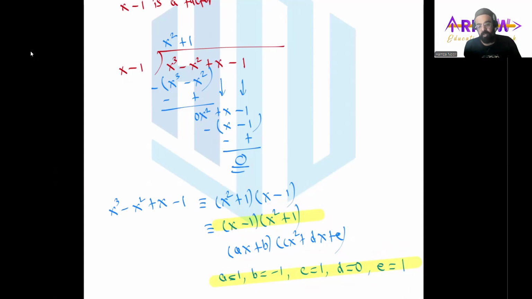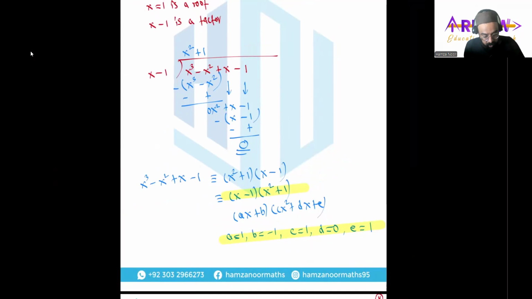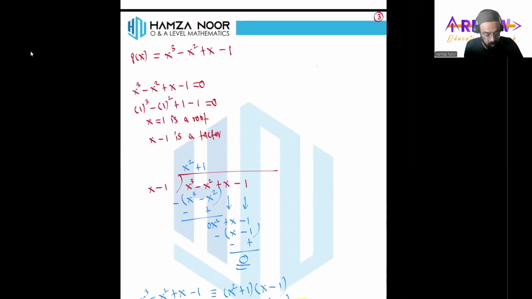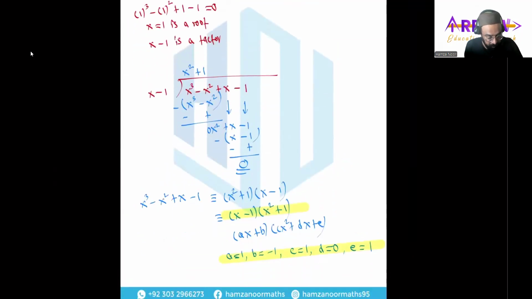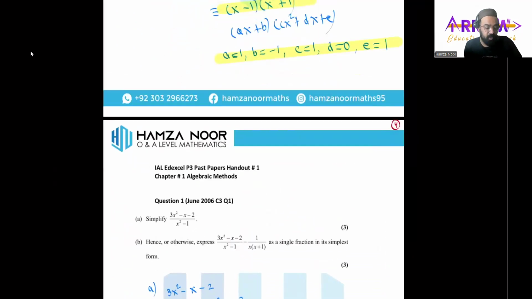Okay, so this was the alternative approach. All right. Both approaches will give you equal marks. Okay. So that is basically the thing. So this was question number 10 of exercise 1C. Okay. And after this, we are going to start the past paper handout of this chapter number 1.